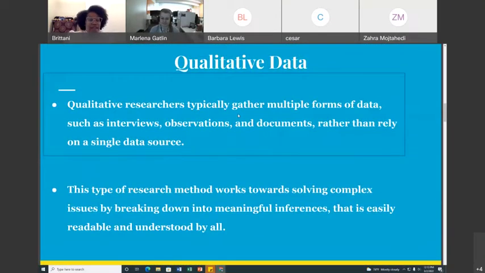Okay, so first, let's start with qualitative data. Because I'm a social sciences person, sometimes people joke about qualitative data as being the less concrete.